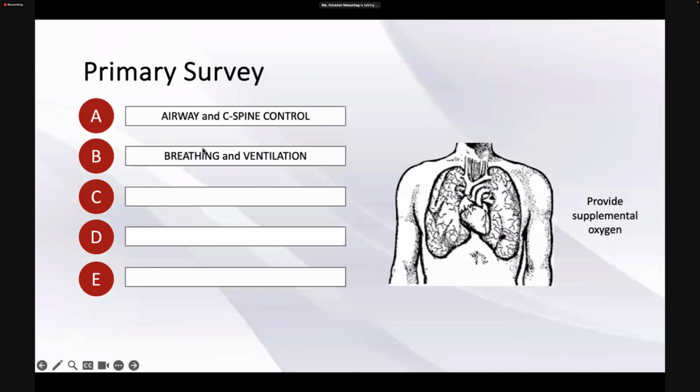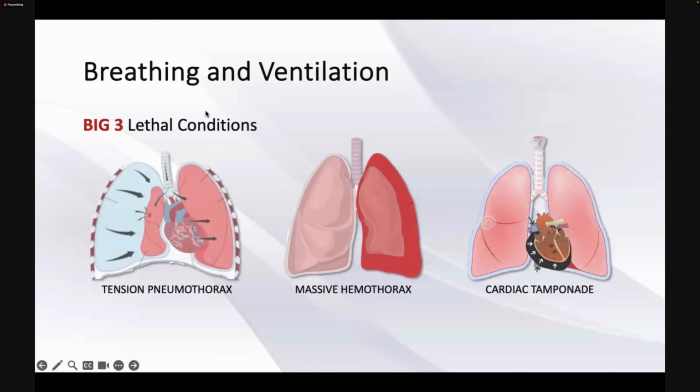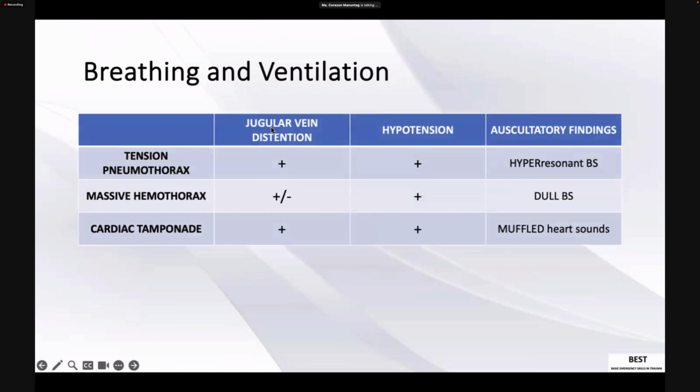Next on the tier of your primary survey will be your breathing and ventilation. As mentioned earlier, all trauma patients would be provided supplemental oxygen. And these are the big three lethal conditions for your ventilation. You have your tension pneumothorax, your massive hemothorax, and your cardiac tamponade, which are differentiated according to your best guidelines based on jugular vein distension, hypotension, and auscultatory findings. So there are ways to differentiate by way of your clinical presentation.